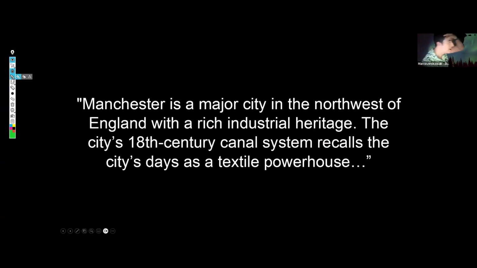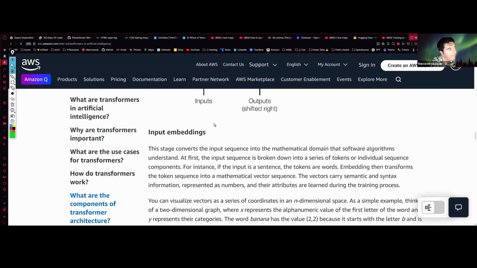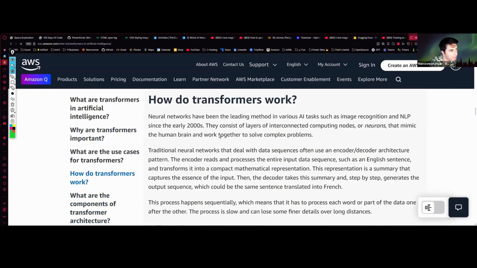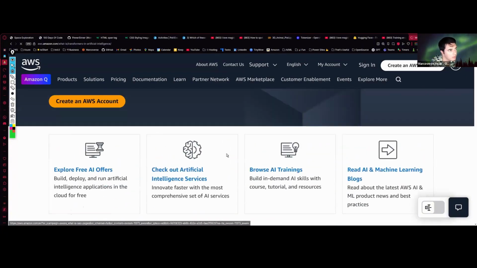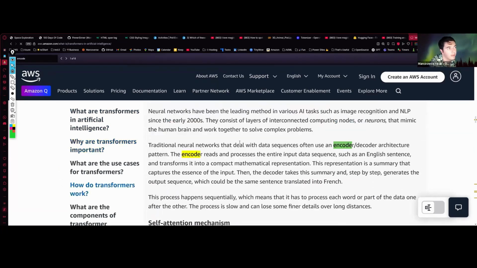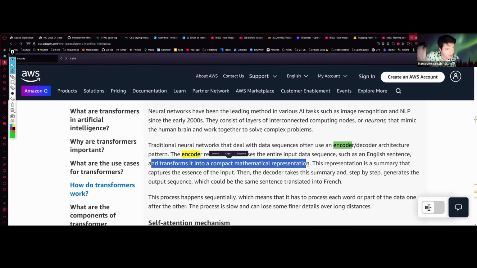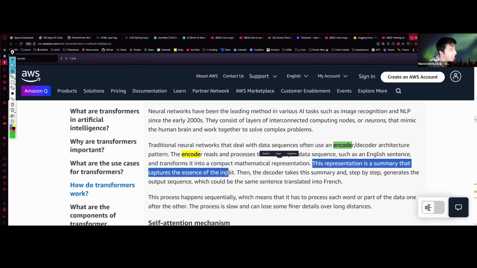So I think I've got an example here. This is what I did before. The first step in a transformer model is to encode words. We call this encoding. Embeddings are the process of this, but encoding and decoding. So feed forward, encode. You use an encoder-decoder architecture. The encoder reads and processes the entire input data sequence, like an English sentence, and transforms that into a compact representation, like this grid or this vector database, or this vector slice, this formula. So this representation is that summary that captures the essence of that input.